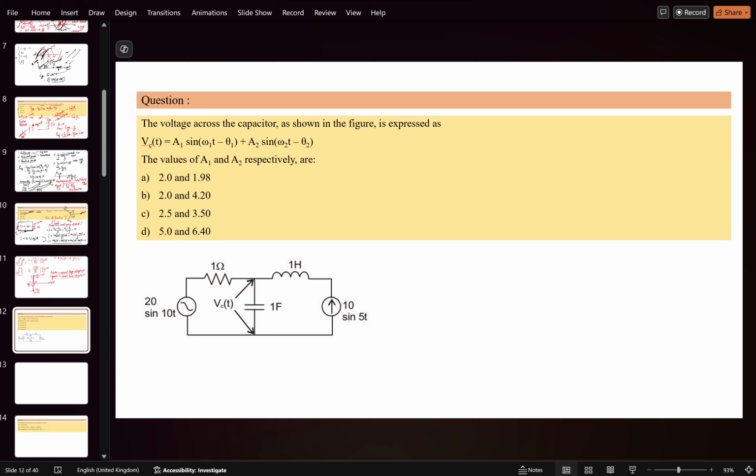Getting my point? You can take anything as a reference, but always see what potential is coming in series with that line. Okay, try to read this question.